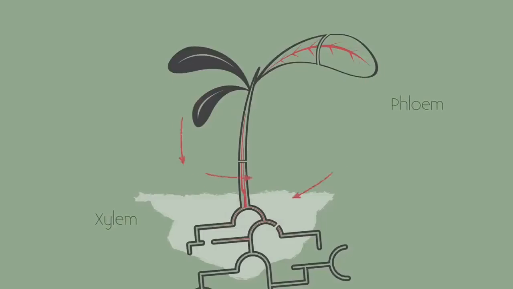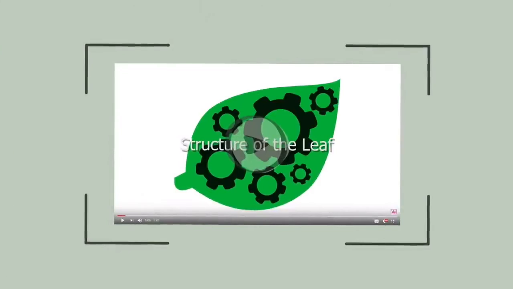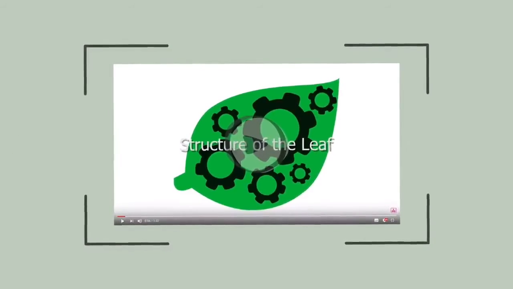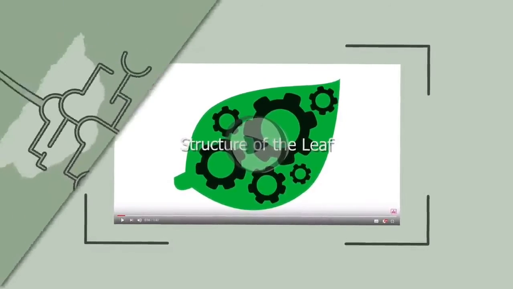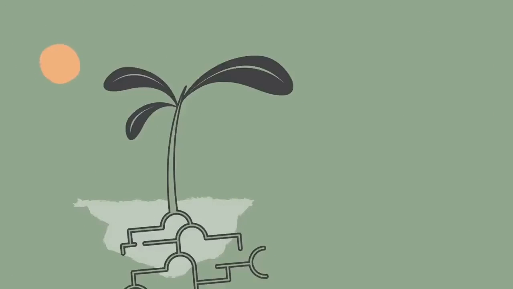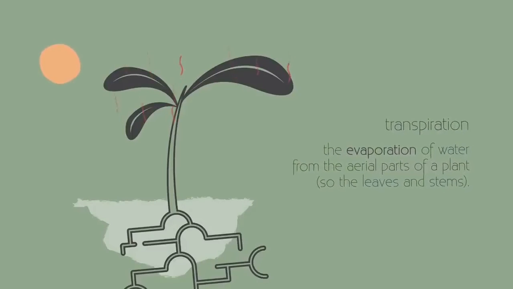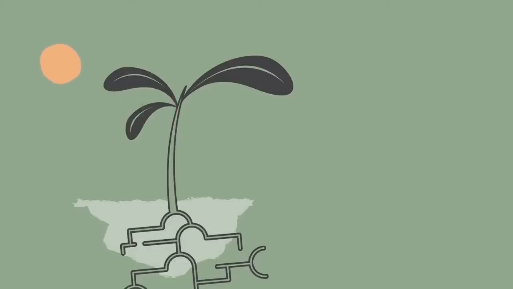So we know all about the xylem and the phloem. But now we need to know exactly how water and minerals move around the plant. You should already know about the structure of the leaf, but if not, watch this video to remind you. Let's have a look at transpiration and the xylem. Transpiration is the evaporation of water from the aerial parts of the plant, so the leaves and stems. By water evaporating out of these parts, mostly the leaves, a suction pressure is created which draws up the water through the plant. This is called the transpiration pull.